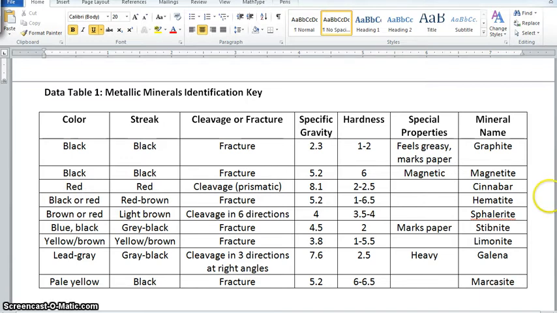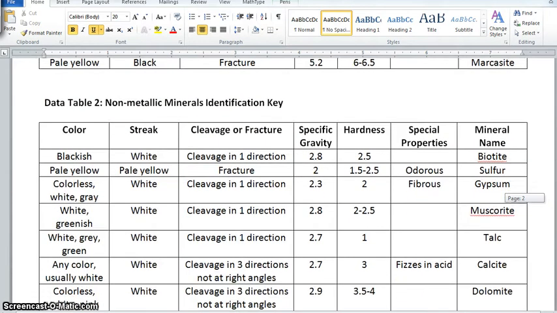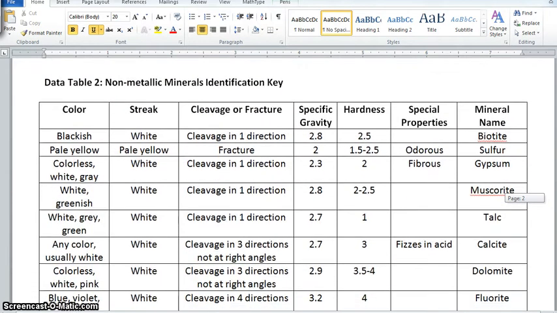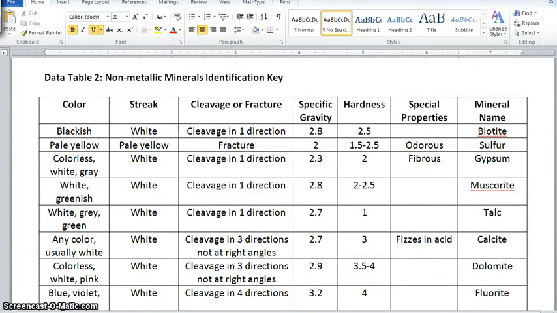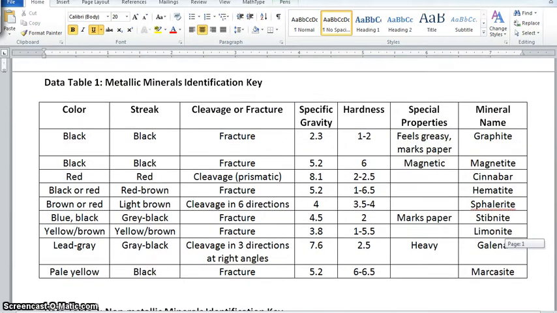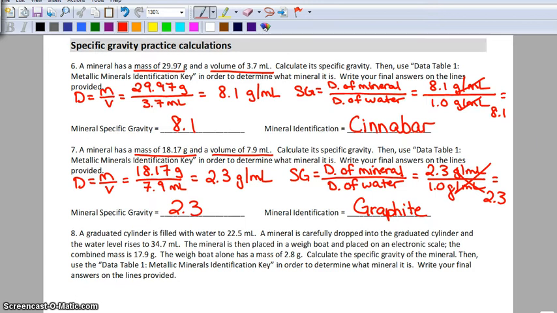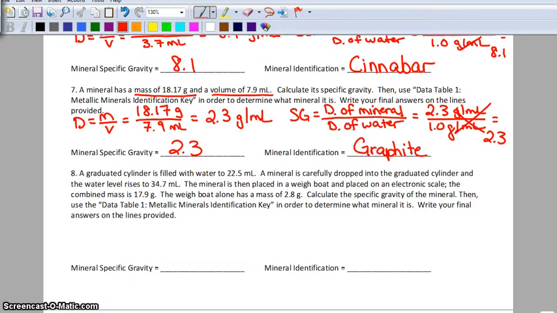Now just keep in mind that this is the metallic minerals. There's also a non-metallic minerals key, which we're not using today, but we will in the future. And if you look, gypsum also has a specific gravity of 2.3. But our directions tell us that our mineral is metallic. And so we can identify it as graphite. Only one problem to go. Number 8. Looks like a doozy.